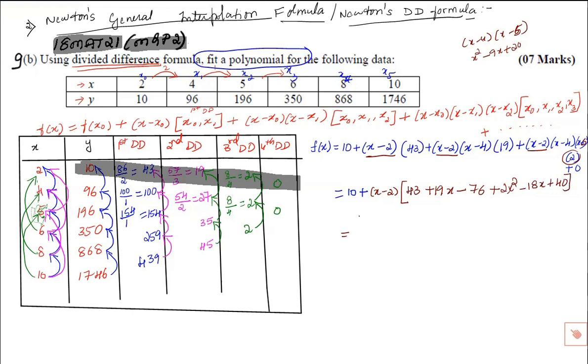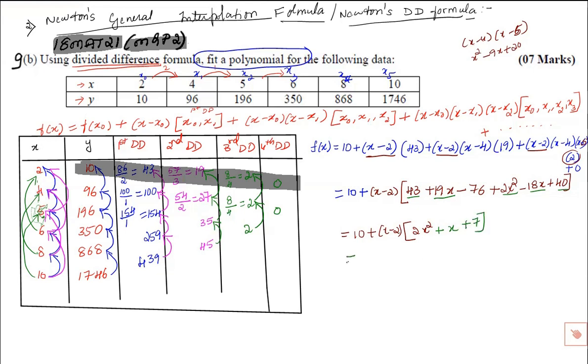Close the bracket. Then 10 plus x minus 2, and compute these entries. That is 2x square, 19x minus 18x, that is plus 1x, then minus 76 plus 43 plus 40, that is 83 minus 76, so 7 you will get.